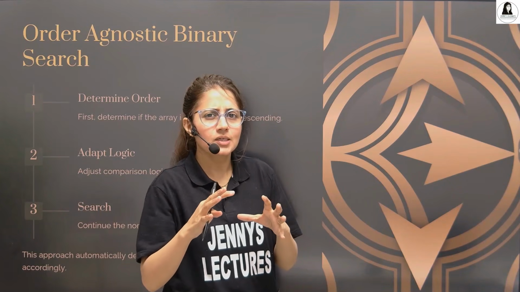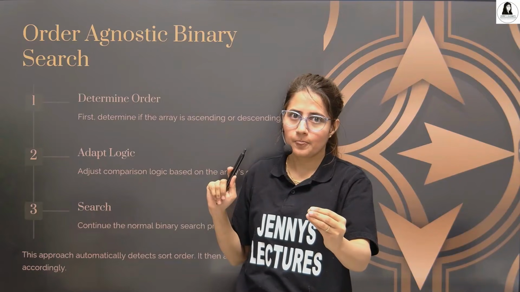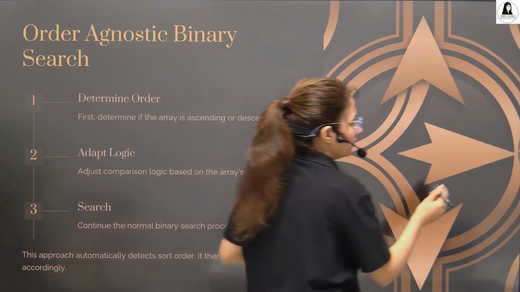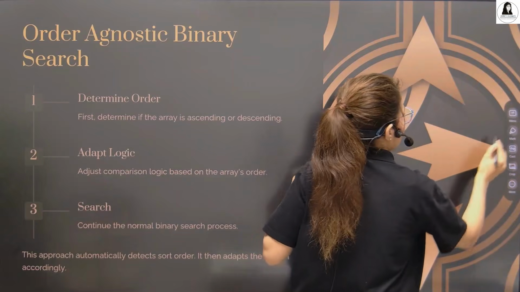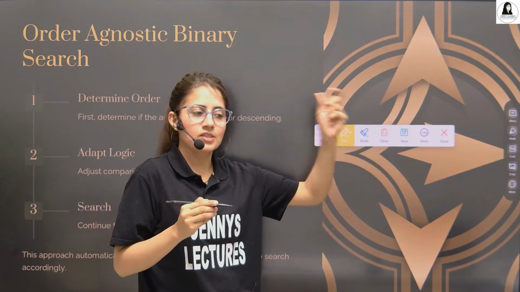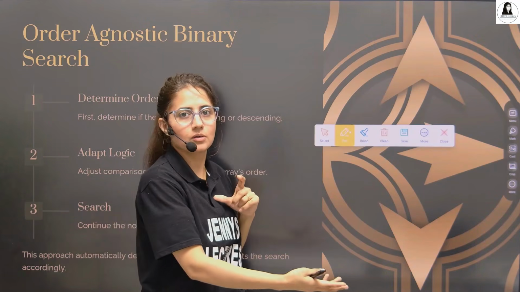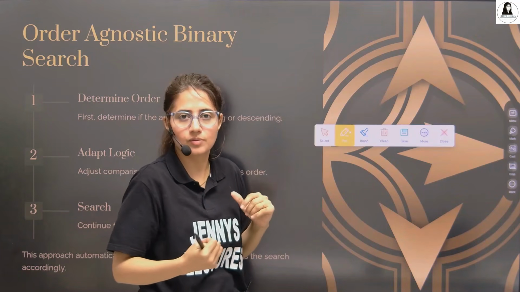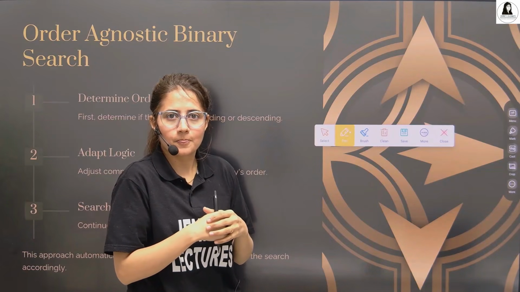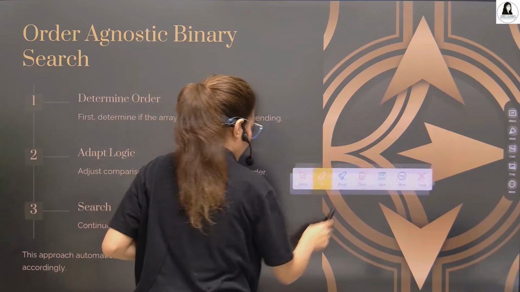But first you have to find out how to check. So the solution is to apply order agnostic binary search. In this case, first we check whether the array is in ascending or descending order, and then we apply the logic according to the situation. If it's ascending order, that logic; if it's descending order, a different logic. The logic is the same, only the condition is a little bit different. But first, how to find out, that is the crucial part.